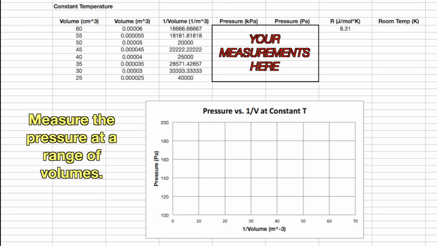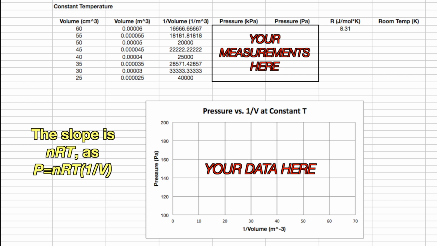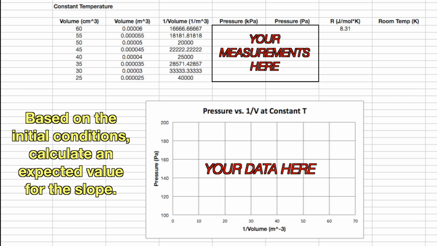Measure the pressure at a range of volumes and record your data in Excel. Then plot the pressure versus 1 over the volume and perform a linear fit on the data. The slope of this line should be equal to nRT, as the pressure is equal to nRT divided by the volume. Based on the initial conditions, calculate an expected value for the slope and compare it to your fitted value.